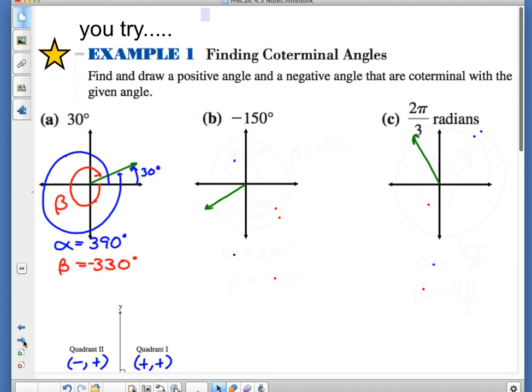You guys do B, come up with a positive coterminal, and a negative coterminal of -150. This wants one of each. Okay, so you get that. You're just doing one more revolution or multiple revolutions in one way or the other. And if you need, have a calculator. It's -150 plus 360, -150 minus 360.